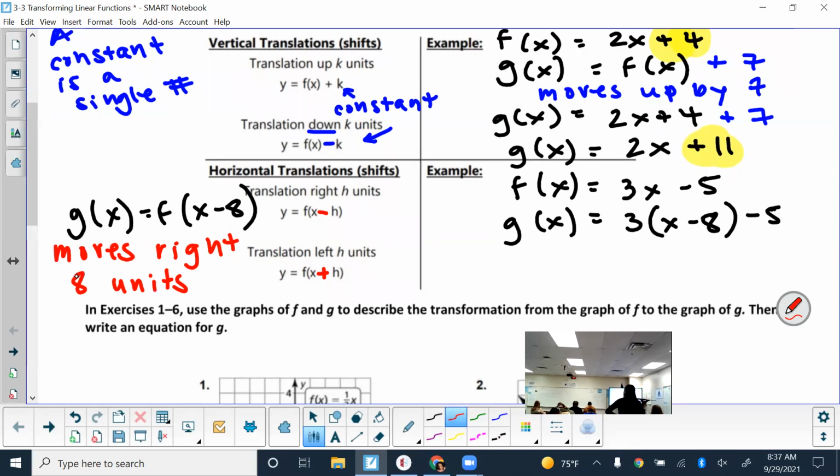And I wish I had an easy way for you to remember the horizontal shifts, because I know it looks a little bit backwards. Because you would think, like, if it's moving to the right, it should be plus h. I don't know how else to describe it. Like, it's just the opposite. All right, the vertical one is easy because it goes up or it goes down, just like rise over run. Horizontal shifts, it's just the opposite.